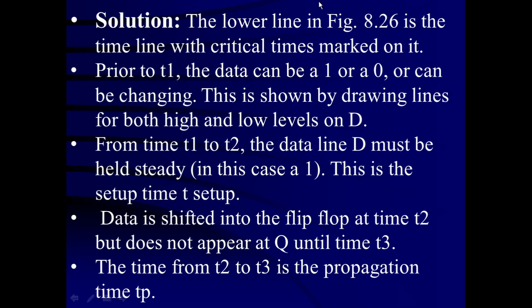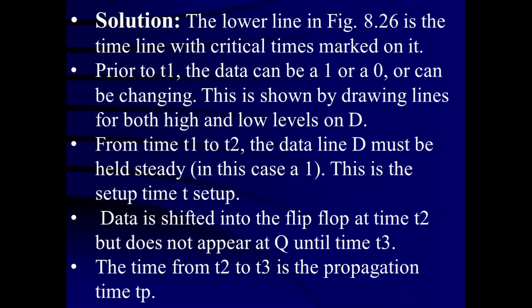The lower line of figure 8.26 is the timeline with the critical times marked on it. Prior to t1, data can be a 1 or a 0 or can be changing. This is shown by drawing lines for both high and low levels on D. From time t1 to t2, the data line D must be held steady. In this case, it should be 1. This is the setup time T setup.